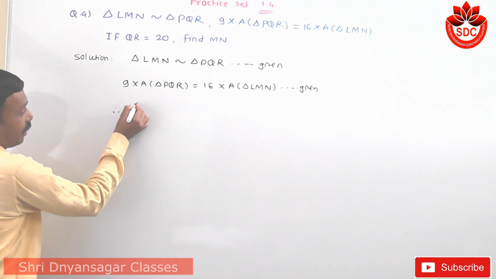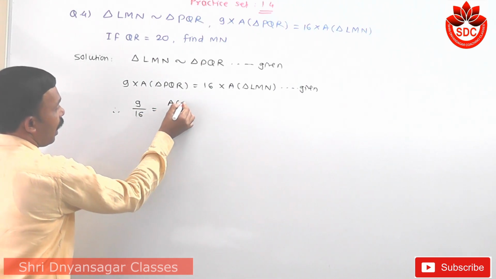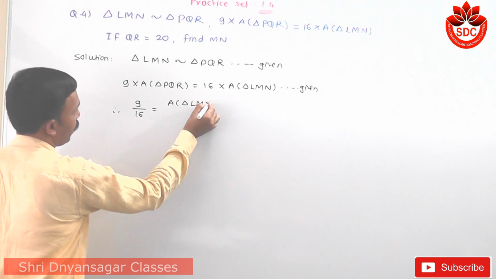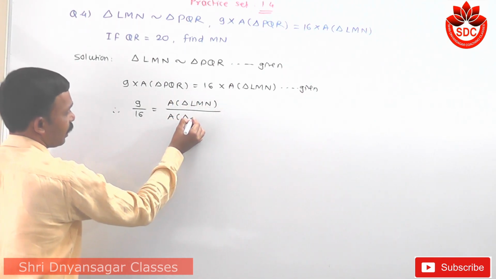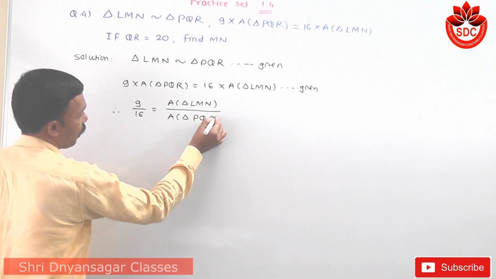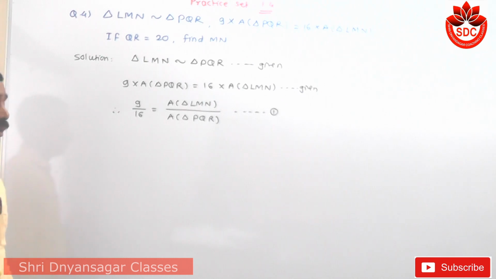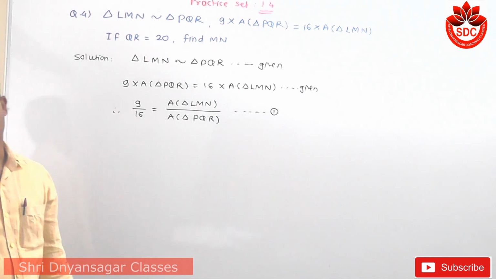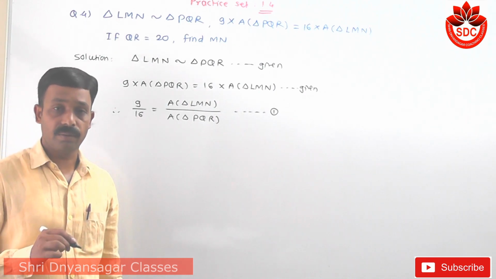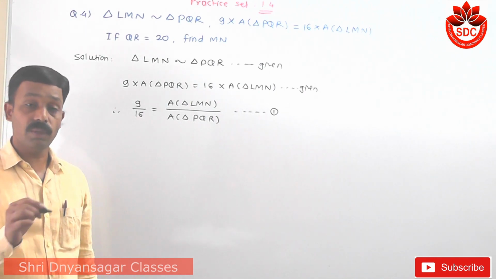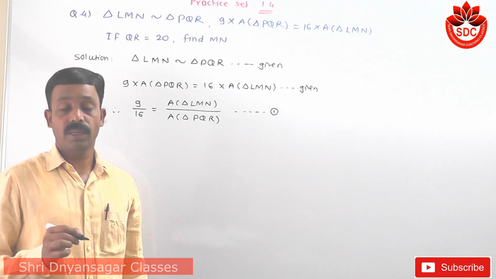So I have to write 9 upon 16 is equal to area of triangle LMN upon area of triangle PQR, since the area goes to the denominator. Suppose this is equation number 1. Now student, these two triangles are similar. We know the theorem of areas of similar triangles: the ratio of the areas of two similar triangles is equal to the ratio of the squares of their corresponding sides.